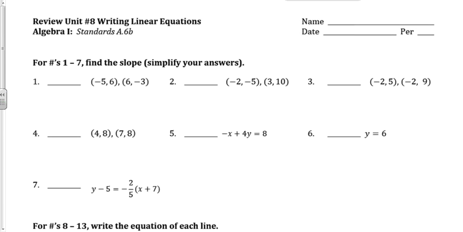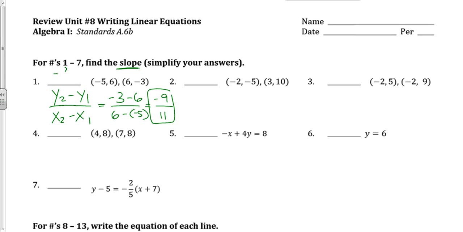Numbers 1 through 7, we're simply finding the slope. Make sure you read the question carefully, do what the question's asking for and nothing more. Between 2 points, we're using the equation y2 minus y1 over x2 minus x1. So in this case, it would be negative 3 minus 6 over 6 minus negative 5, giving us negative 9 over positive 11 as the slope for number 1.